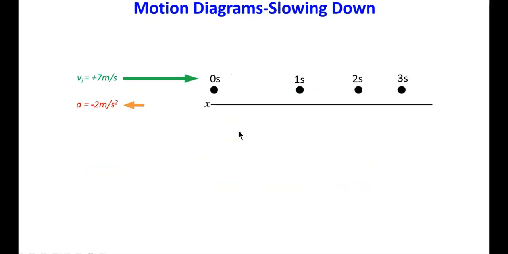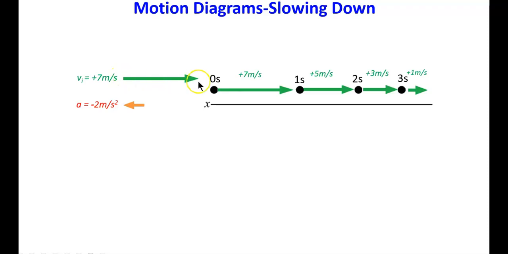Here is what slowing down looks like. So if you're slowing down, you're moving to the right. You start moving to the right at positive 7 meters per second. A second later, positive 5 meters per second. A second later, positive 3 meters per second. A second later, positive 1 meter per second. So this is what it would look like when you're hitting your brakes on your car.